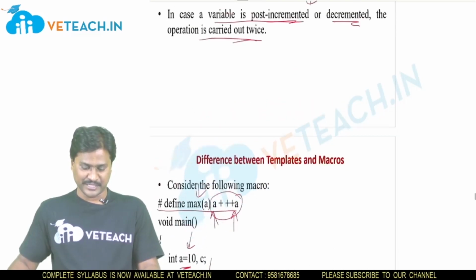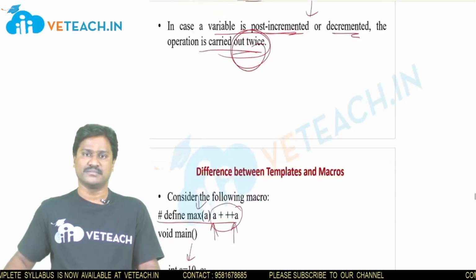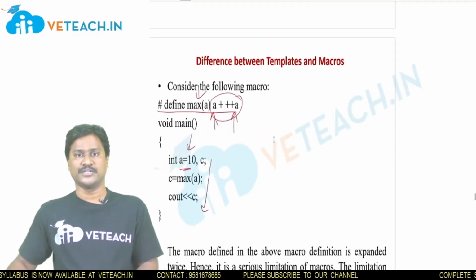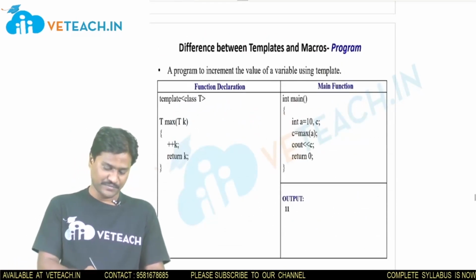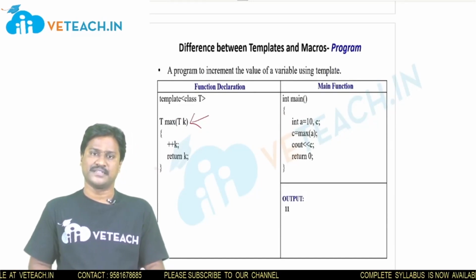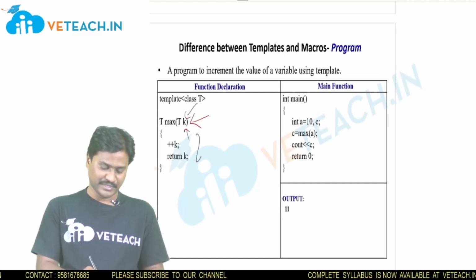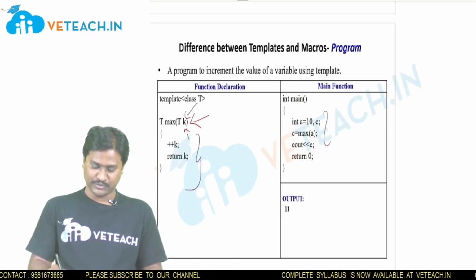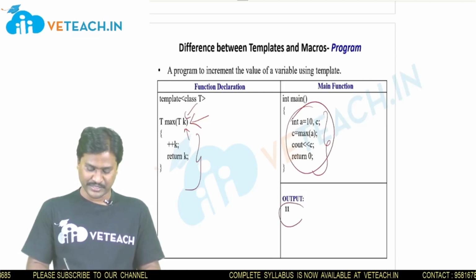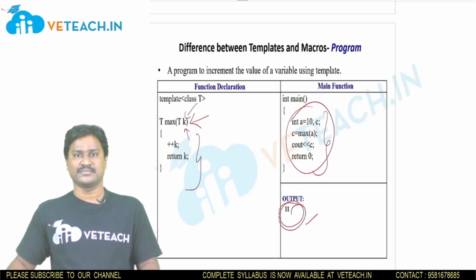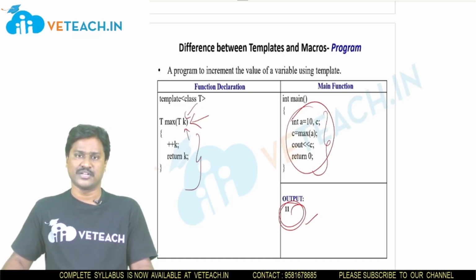Here, as I told you, the macro operation is carried out twice. So this is the problem with macros, but it can be overcome by simply using a template in generic programming. Let's go for the same. I have defined a template for finding the same max, where I defined k as a template type, and I have written the same incrementing operator, using the same code written in the previous macro style. But here the increment executes only one time, whereas in the previous one it executes two times and gives inconsistent values.